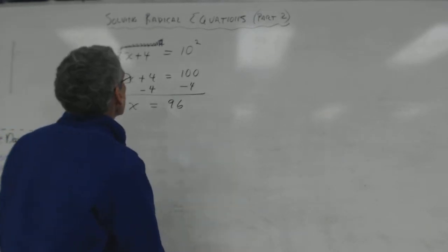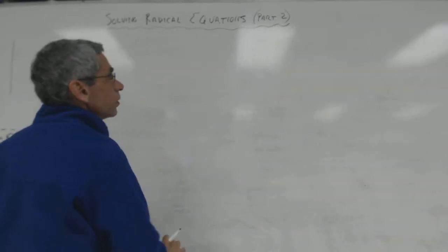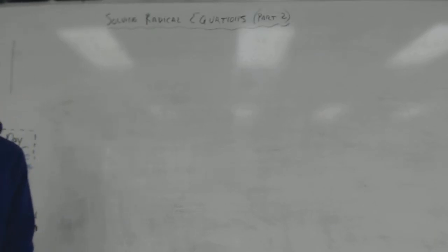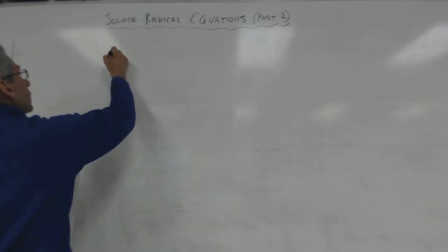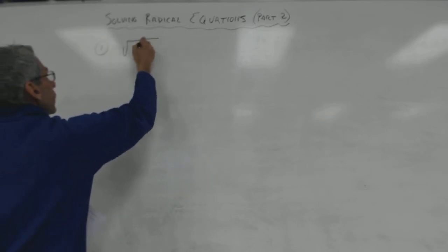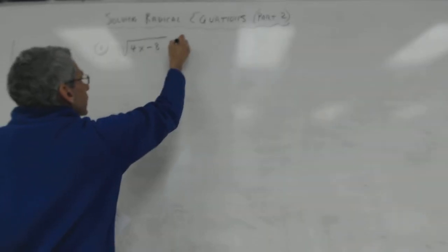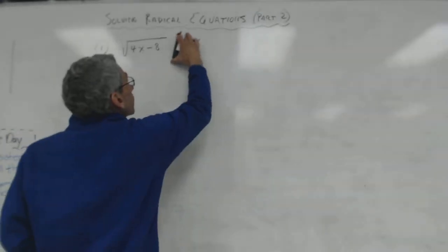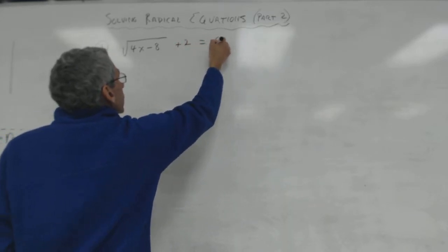All right. So now we're going to move into where they get slightly more tricky. And they're not very tricky. They're pretty easy, right? They're slightly more tricky. But we'll just do some. These are not going to necessarily work out. So we'll start with this. This is example 1. The square root of 4x minus 8 plus 2 equals 6.